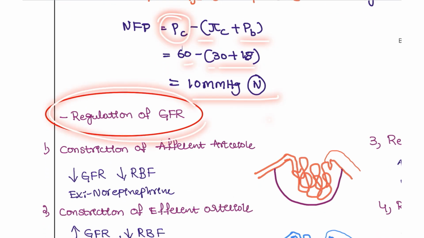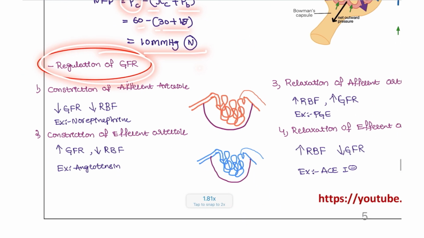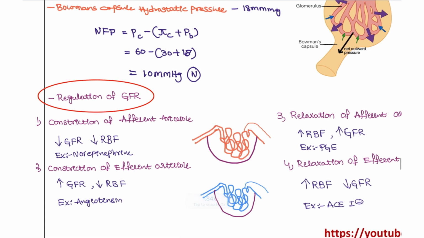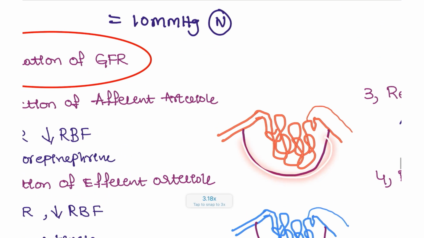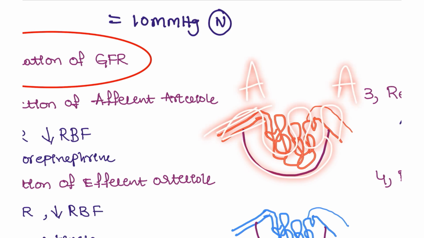How are we going to regulate, guys? Basically in two types we are going to regulate. One is by the constriction and the other one is by the relaxation. Okay. So first, this is the efferent arterioles. Let's imagine, this is the Bowman's capsule, this is the capillaries, and these are the efferent. These are the efferent that I am discussing now.